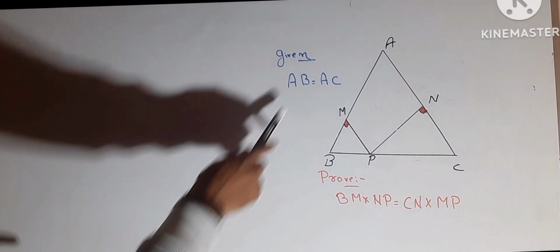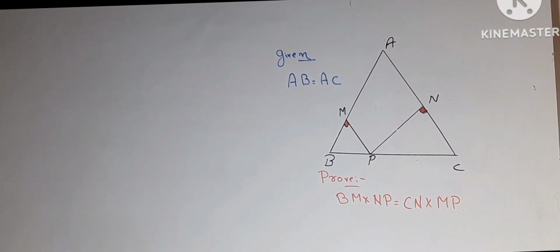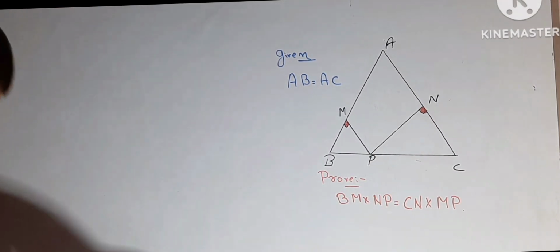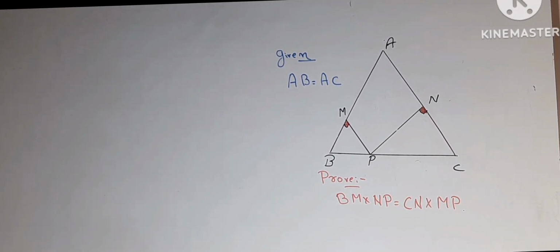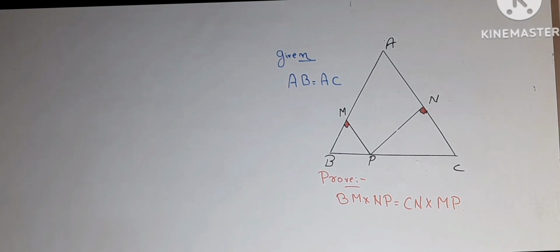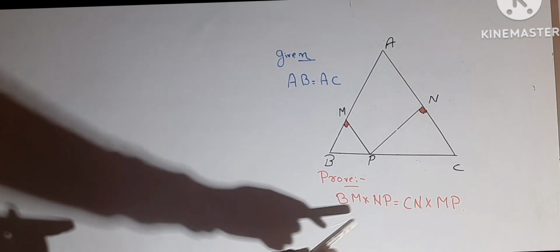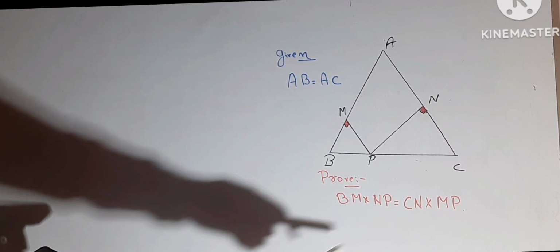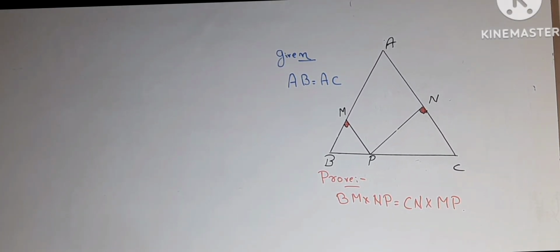In the given figure, ABC is a triangle in which AB is equal to AC. P is a point on the side BC, such that PM is perpendicular to AB, meaning 90 degrees, and this is also 90 degrees, and PN is perpendicular to AC. Now what do you have to prove? You have to prove that BM into NP is equal to CN into MP. So this was the question.